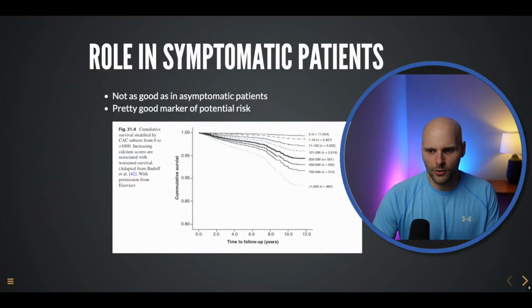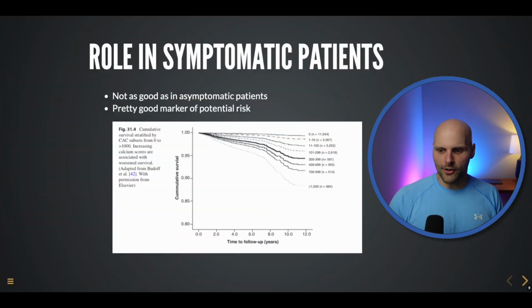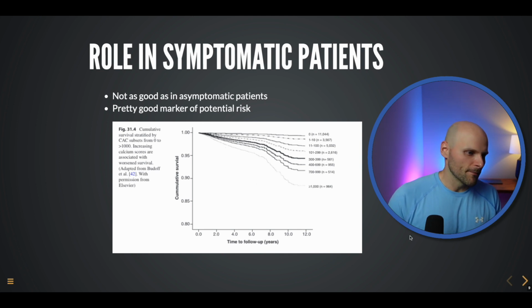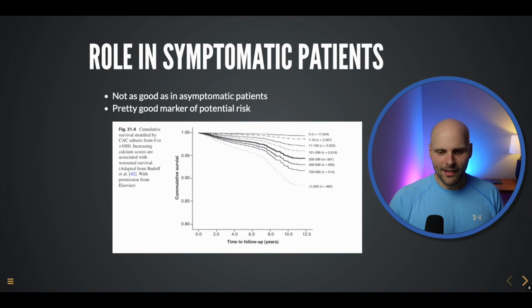And on this graph, we're going to show the survival stats in various CAC groups. So essentially what it's showing is that if your CAC was high, you had worse outcomes. Essentially you had a lower chance of surviving. And that's kind of consistent with what we've shown.